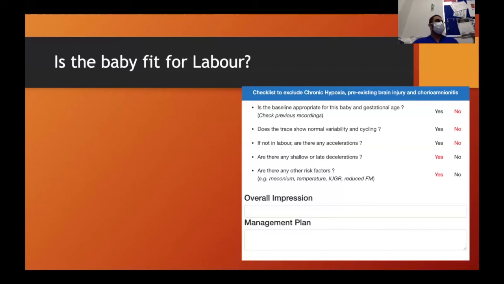And are there any other risk factors like meconium or chorioamnionitis? This is your first assessment when you're ever assessing a baby for the first time. Okay, that's your first impression.